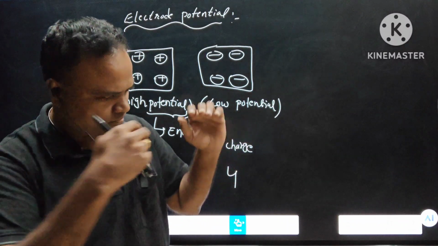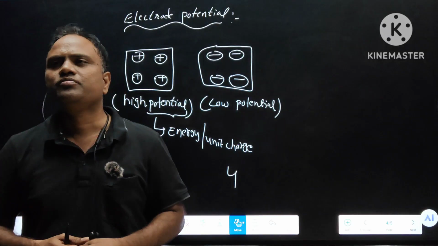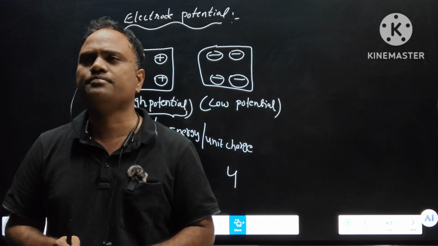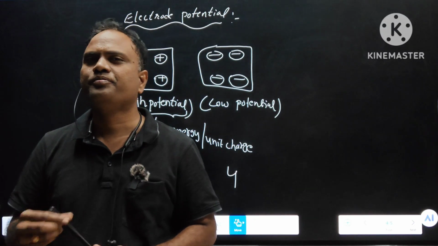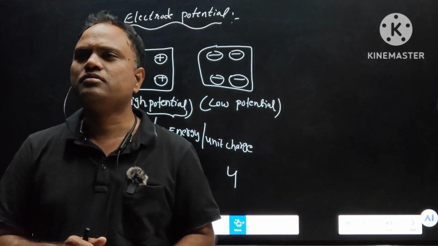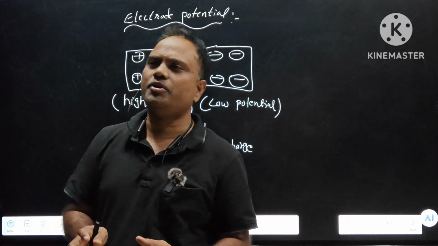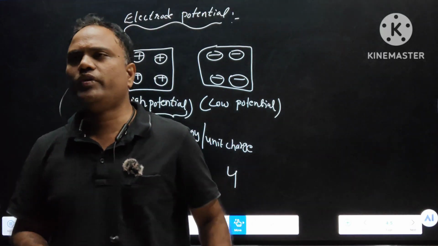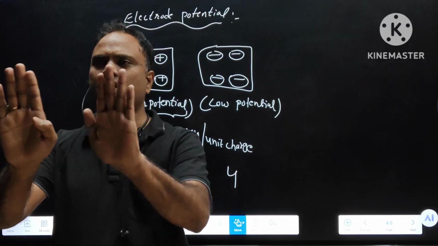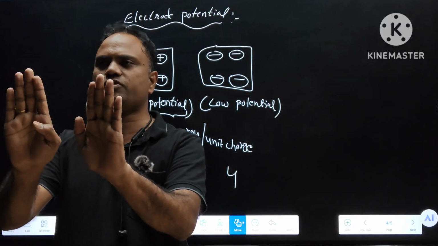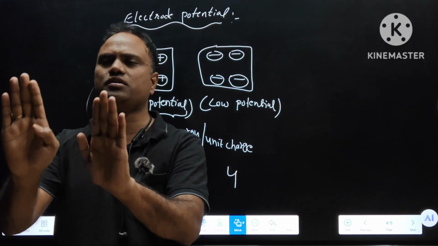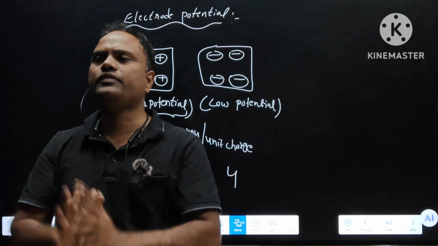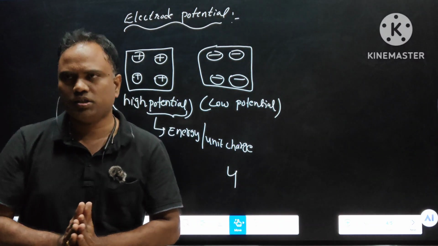Now you tell me. Don't look at the board, look at me. What is high potential? High potential means which charge? Tell me. High potential means positive. Low potential means negative. So when you observe a positive charge and a negative charge side by side, will there be a difference or not? Positive means higher energy, negative means lower energy. So the difference will be there, right? The difference is the potential difference.